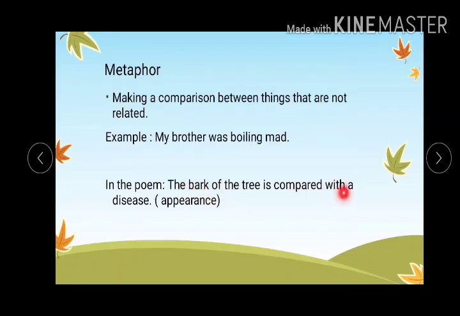The bark of the tree is compared with a disease. Yes, which disease was it compared to? Yes, very good, leprosy. Okay, so leprosy is a disease, and we know that the outer appearance of the tree is just like leprosy, but in reality there is no relationship between the disease and the outer bark of the tree. So that is a metaphor that is used in a poem, and we have to see here that in a metaphor words such as like or as will not be used.